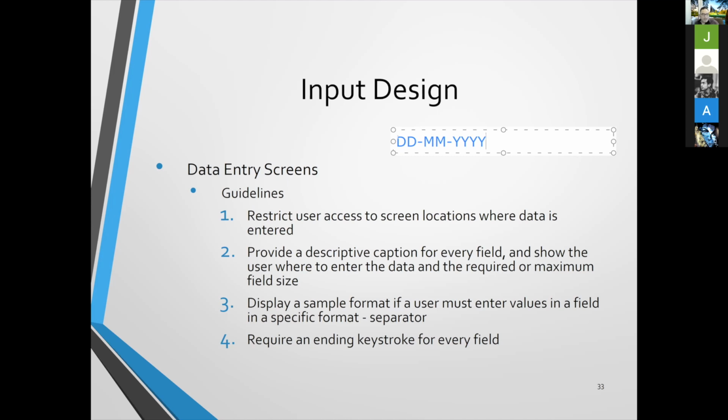After that, number 4 requires an ending keystroke for every field. The ending keystroke means what? Once the user finishes entering that data, what do you want them to do in order to move to another field? For example, in some forms you may force the users to press Enter before it jumps to the next field, or let the users press the Tab button to go to the next field, or have the users click on a button or click on another field to jump to another field.